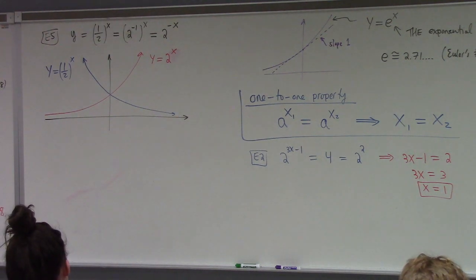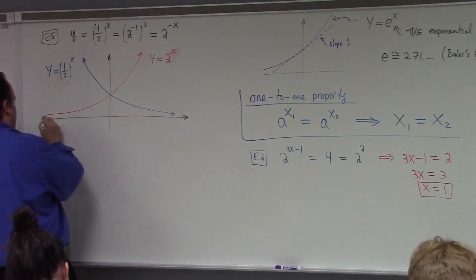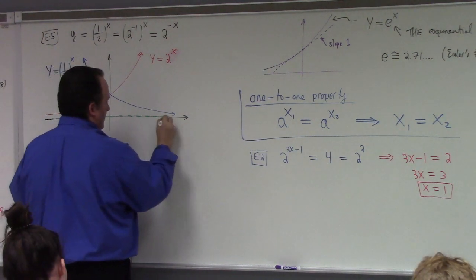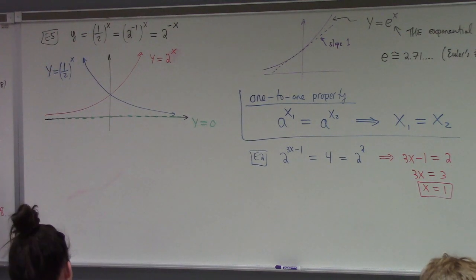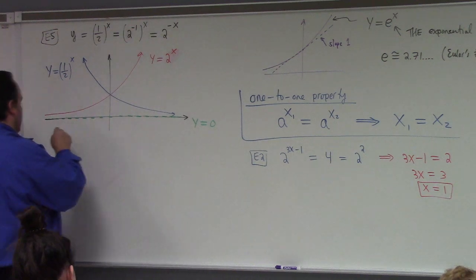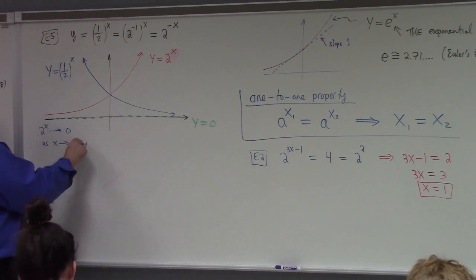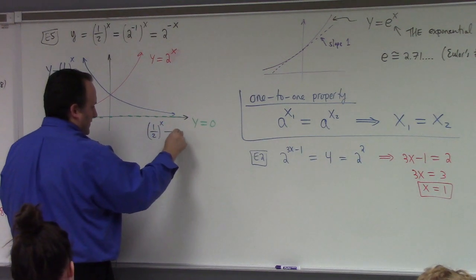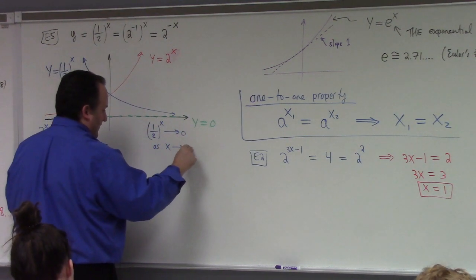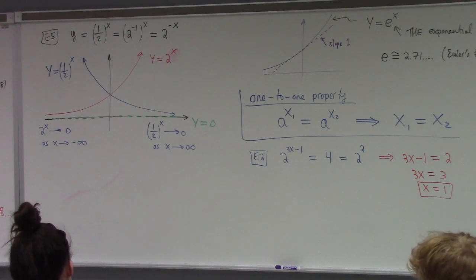So for both of these, what's the horizontal asymptote? Yeah, I heard 0. It's a little different here, though, isn't it? Because notice that we could write this. We could say, 2 to the x goes to 0 as x goes to minus infinity, whereas 1/2 to the x goes to 0 as x goes to infinity. Okay. That's a nice shorthand to express that idea.